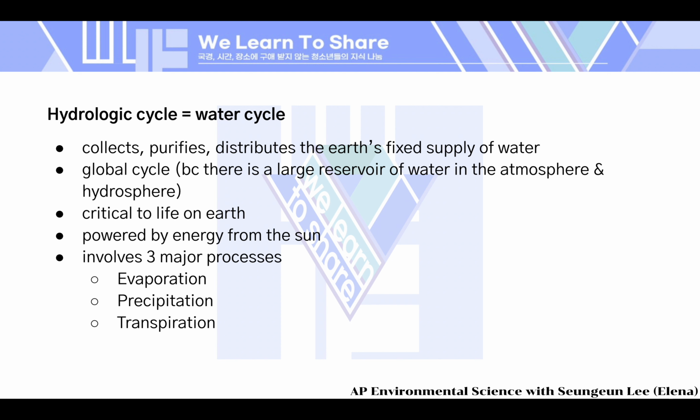And water is very, very important for our lives, and not only for our lives, but also for many other different species and living things, organisms in the world. So it's very critical to life on Earth, and the water cycle is powered by the energy from the sun, right? And it involves three major processes, which we're going to look at one by one very specifically in our next slide: evaporation, precipitation, and transpiration.